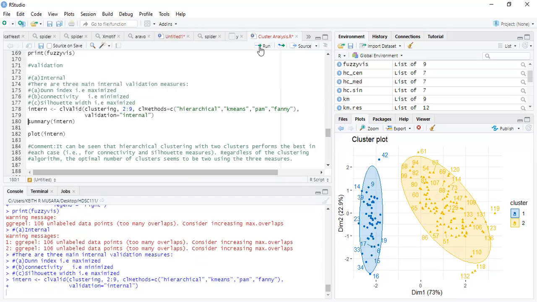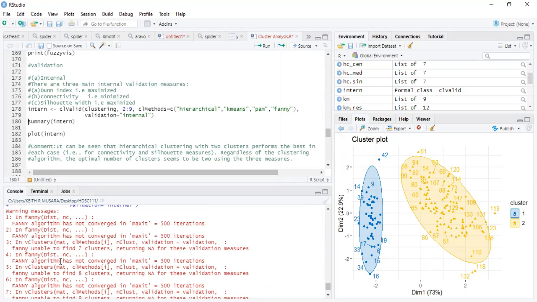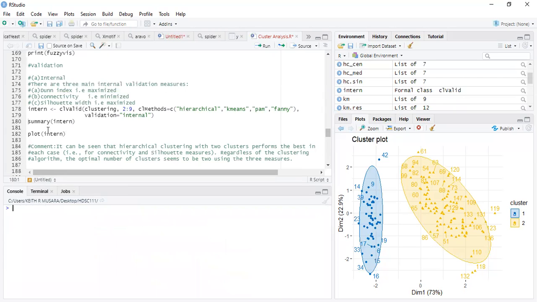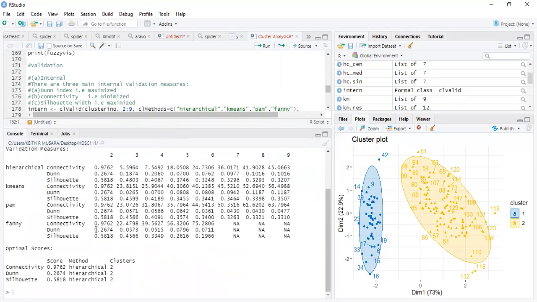If we do this, yeah, there are some errors because of the fanny function, which is a fuzzy clustering function. But those are warnings. They may not hinder us, but I'm sure it's the issue of the fanny algorithm not converging. I'm sure it's about the observations that we have. If you are going to deal with a large data set, fuzzy clustering will work well. I'm sure it's because we're dealing with few observations. So it's a warning, so it can run. These are the results. That's why you see that fanny is producing NAs.